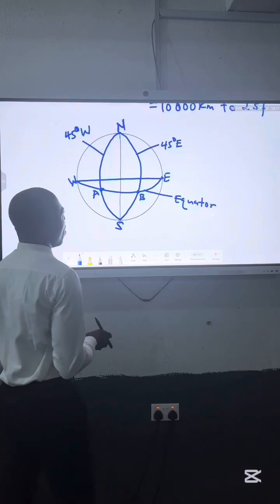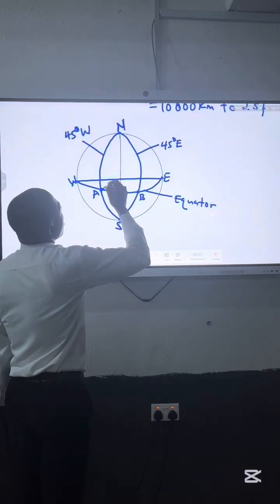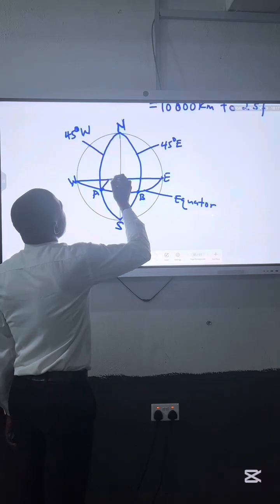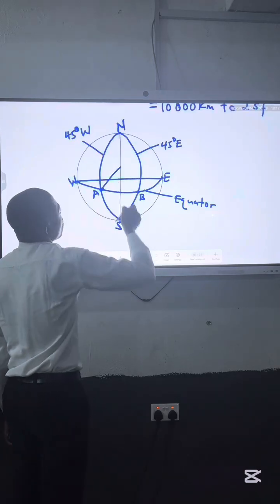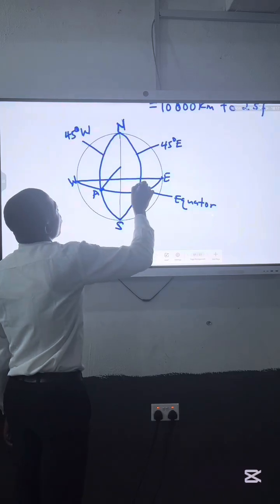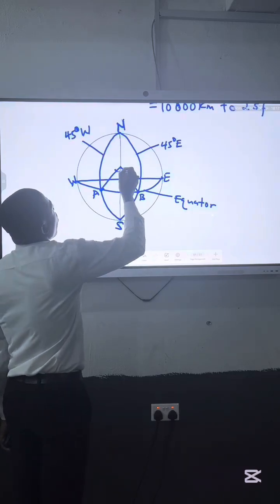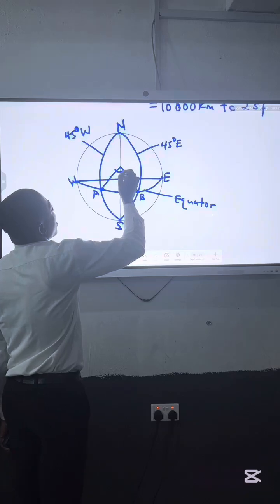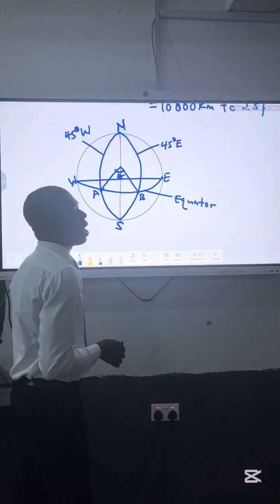I don't know if you are following. Now, for you to get the angular difference, you link this point to the polar axis. This line coming from north to south is what we call the polar axis. You link this one also to this place. So the angle you have here is what we call theta. Is that okay now?